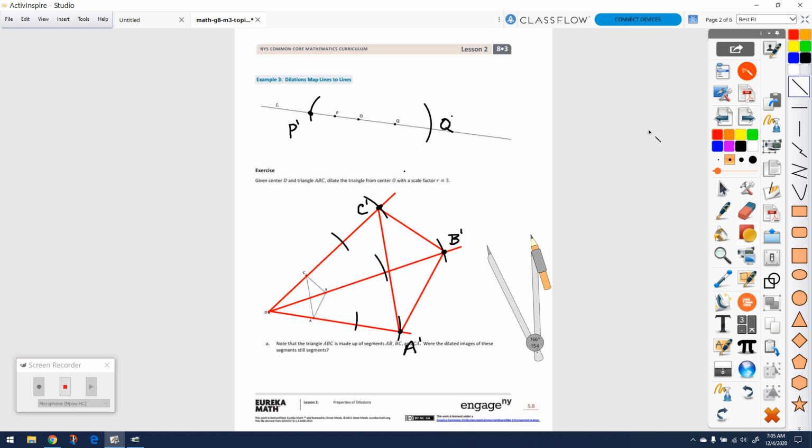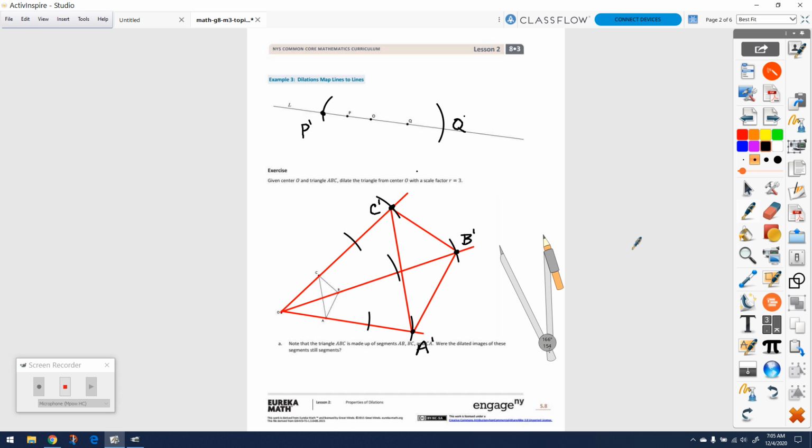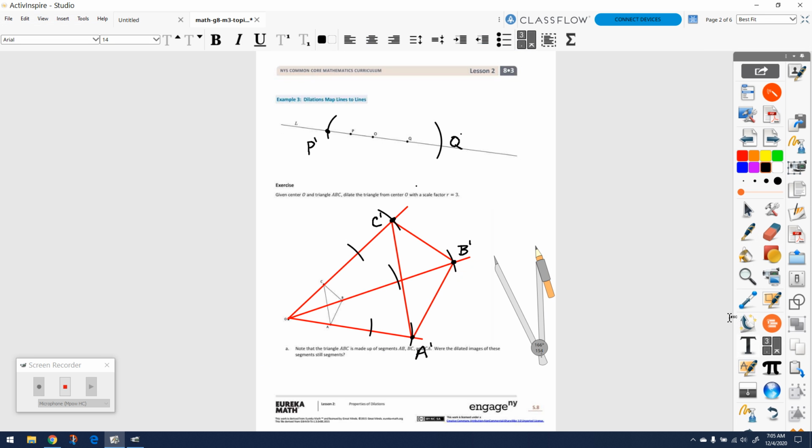Oh, down at the bottom, I missed one, I'm sorry. Note that the triangle ABC is made up of segments AB, BC, and CA. Were the dilated images of these segments still segments? Absolutely, they're still segments, right? So yes. When dilated, the segments are still segments.